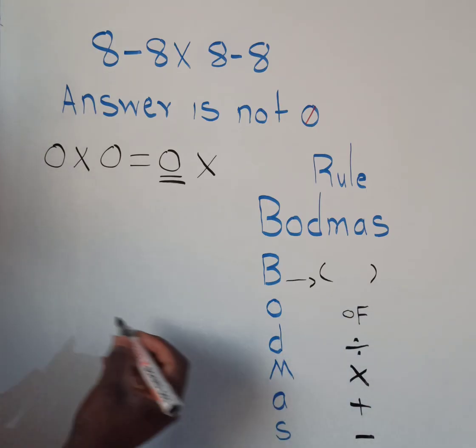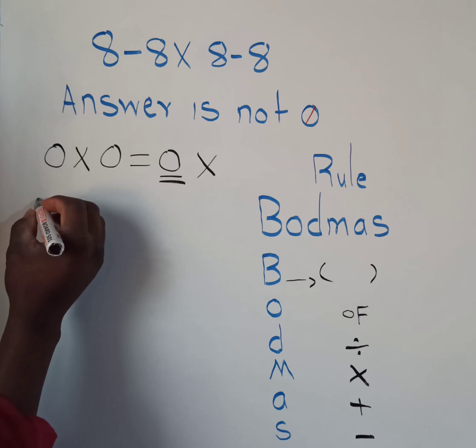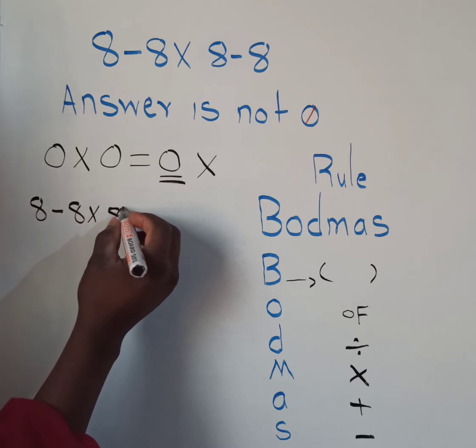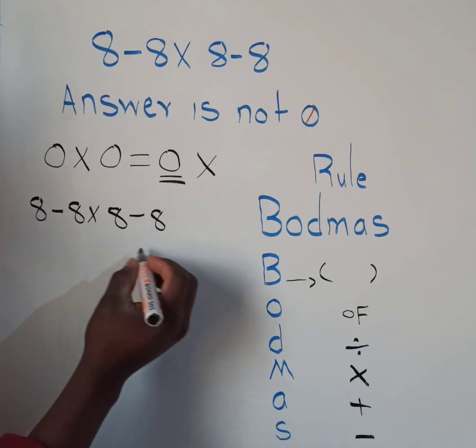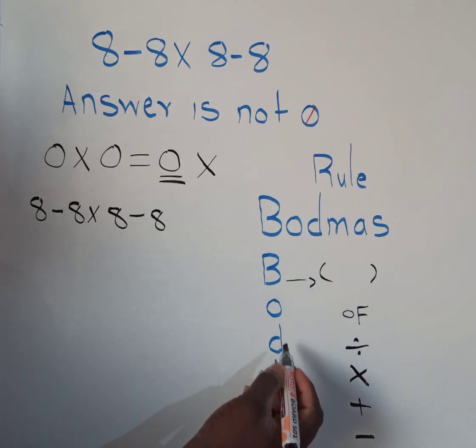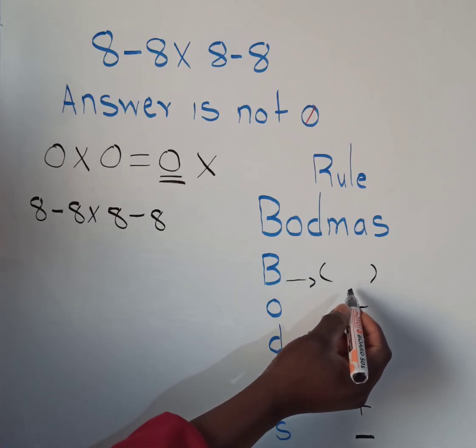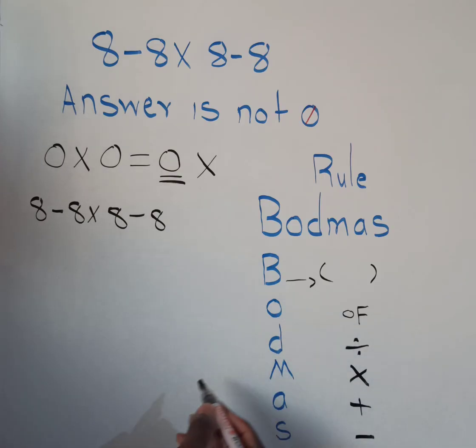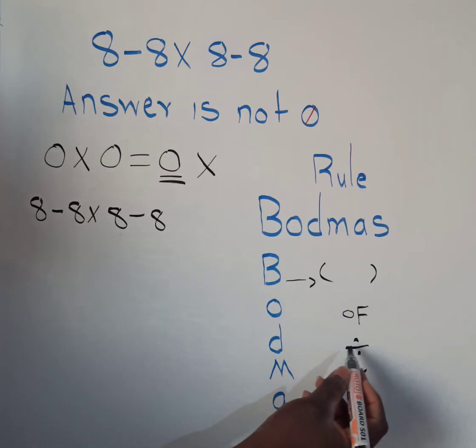So let's apply this rule directly. So let's rewrite the question first. So we have 8 minus 8 times 8 minus 8. So the first thing we need to do here is to see the first letter. The first letter here is bracket. We don't have anything like bracket. So we come to the second letter, of. We don't have anything like that. Here we have division. We have no division.